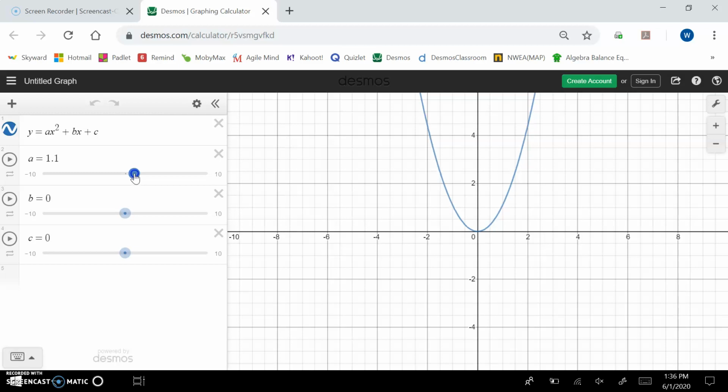So when A gets bigger, greater than 1, it gets skinnier. We call that vertical stretching. Imagine the two ends of that thing are being pulled upwards, like two pieces of a bungee cord. When it gets smaller, between 1 and 0, it makes that parabola very flat. We call that vertical compressing. So it's like you're pulling down on the two sides of the parabola, pulling it down towards the x-axis. It flattens it out, it vertically compresses it. And if A is negative, it opens downwards. Those same patterns regarding the vertical stretching and compressing hold true.